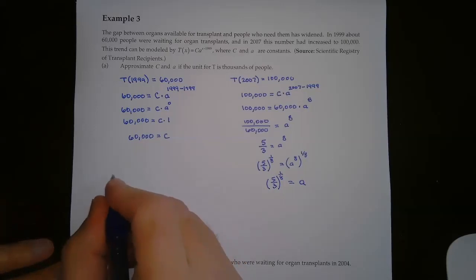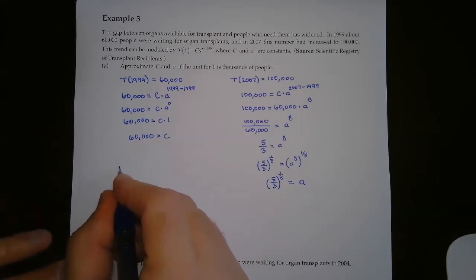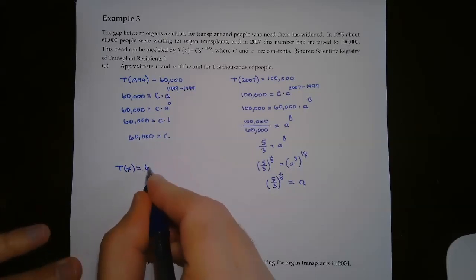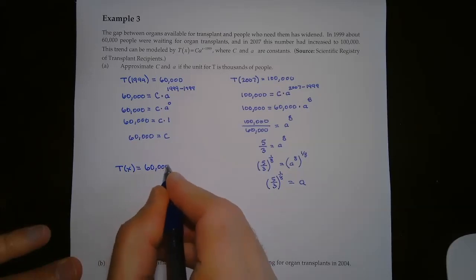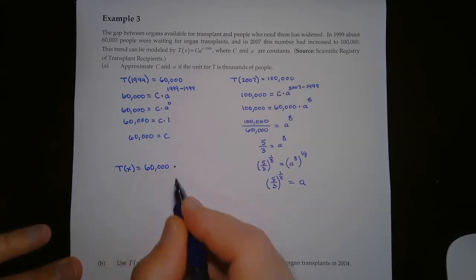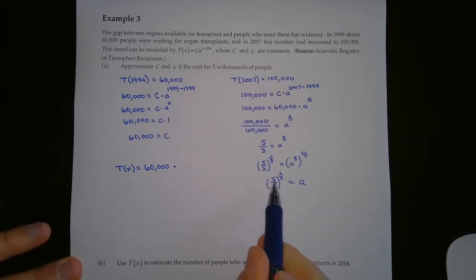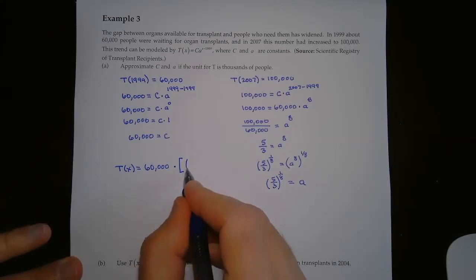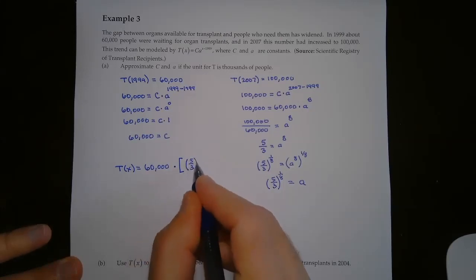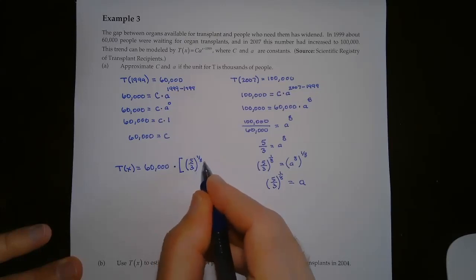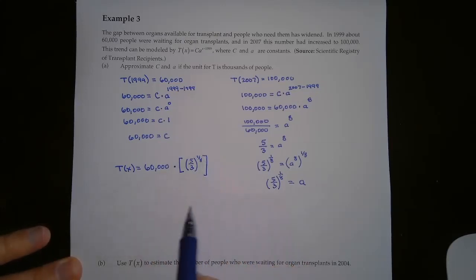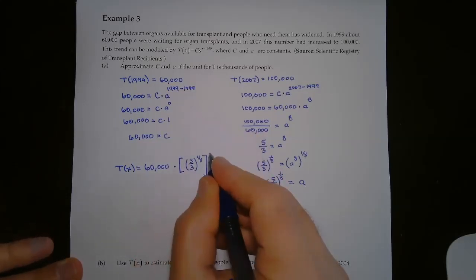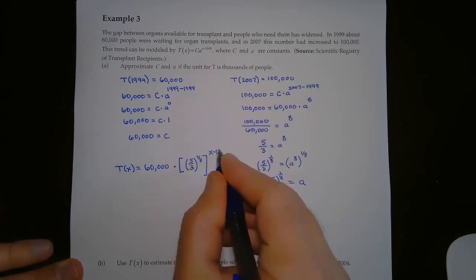I'm going to come back over here. T of x is equal to my c, which is 60,000, and then I'm multiplying that by a. And a is this 5/3 raised to the 1/8, so I'm going to have to use a bracket here. So it's 5/3 to the 1/8, with brackets around my a, and then I'm going to raise that to the x minus 1999 power. We're going to write this simpler.